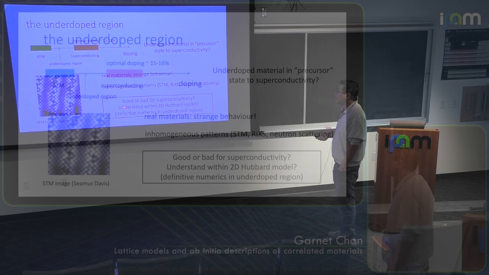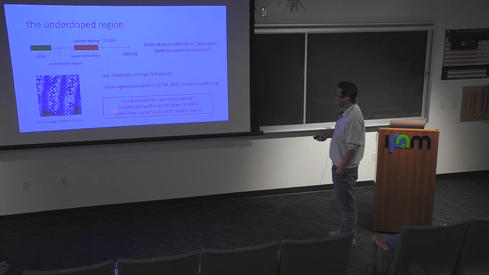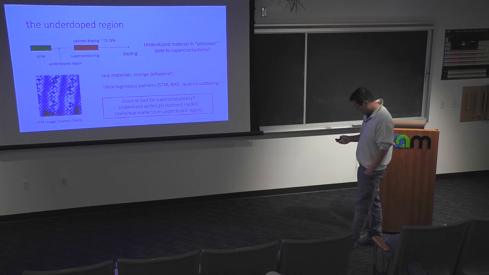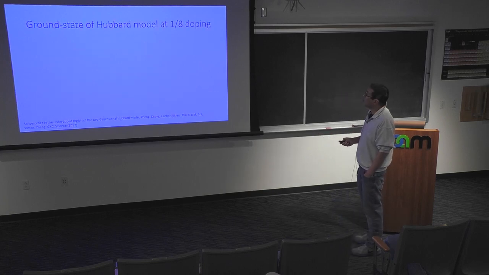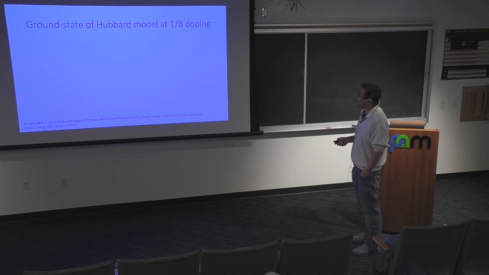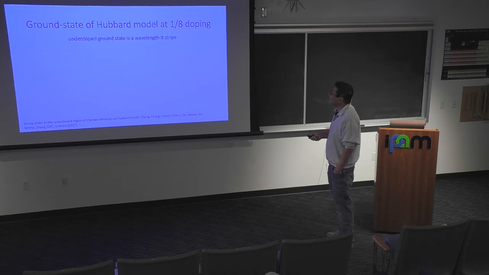But something that started to become possible to do, and which we tried to work on, was whether or not we could understand this at least within the 2D Hubbard model. And so one of the nice results, which was from these various authors here, is that at least at this 1/8 doping point, it was possible to establish with high confidence what the ground state really is. And in this underdoped region, we see that the ground state is this kind of stripe.